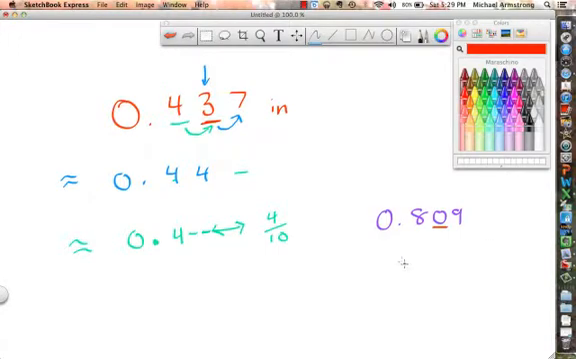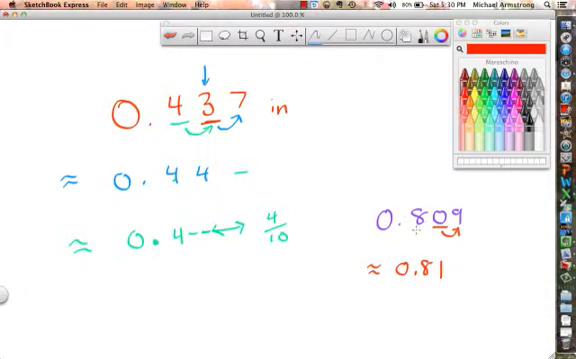So you're going to rewrite it as 0.8, and then you have to decide whether this number stays a 0 or goes up to a 1. And you look over at the 9 to decide. Well, the 9 is big, so we're going to go up to 1. So 809 thousandths is about the same as 81 hundredths. Does that make sense? There you go.